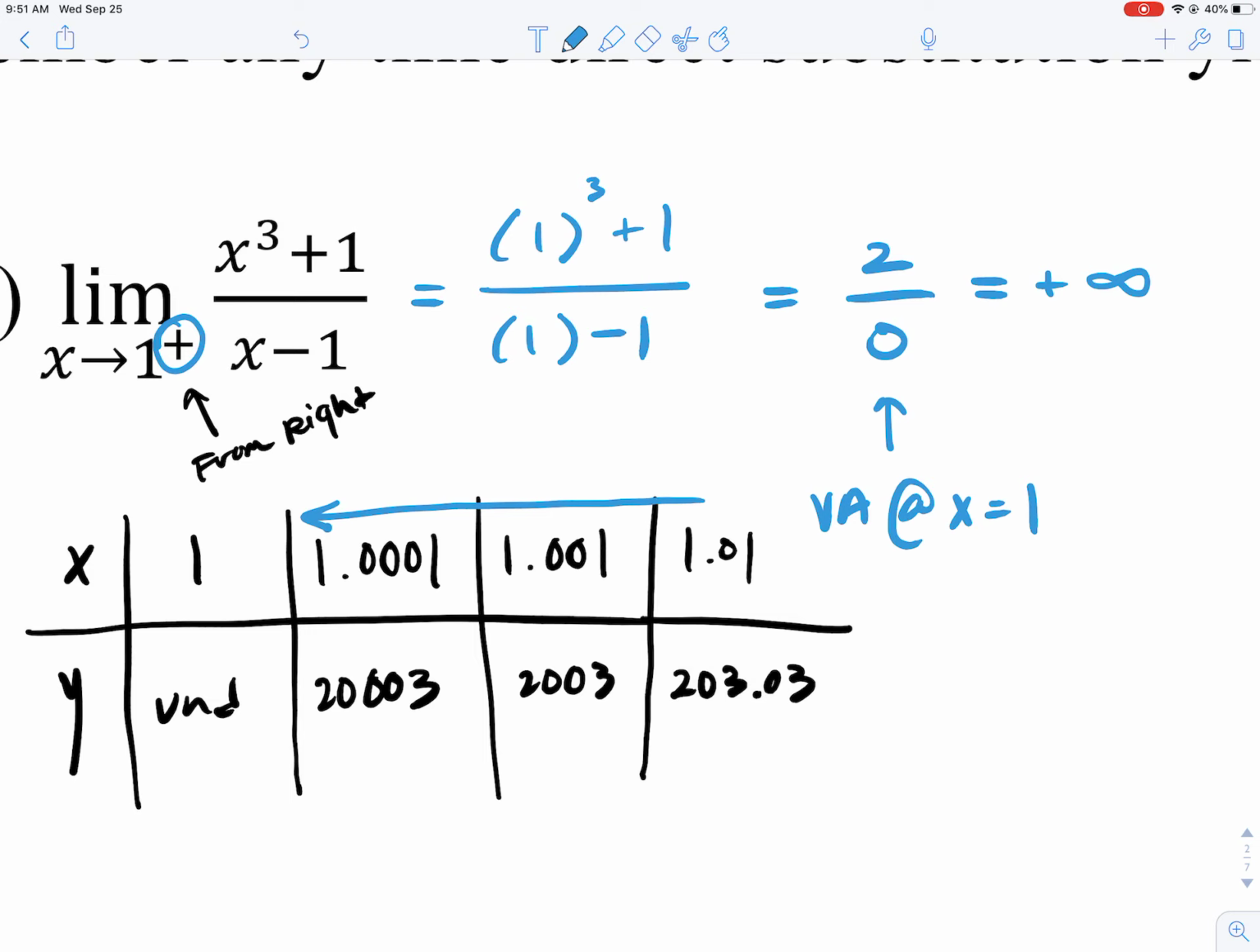For a two-sided limit, if it just said as x approaches 1 and there were no notation indicating from the right or the left, you might want to make a table of values, including values to the left of 1 as well, to see whether from the left the graph is approaching positive or negative infinity. Because in that case, if they're different infinities, remember all we can say is that the limit does not exist. But in this case, the function is approaching positive infinity as x approaches 1 from the right.